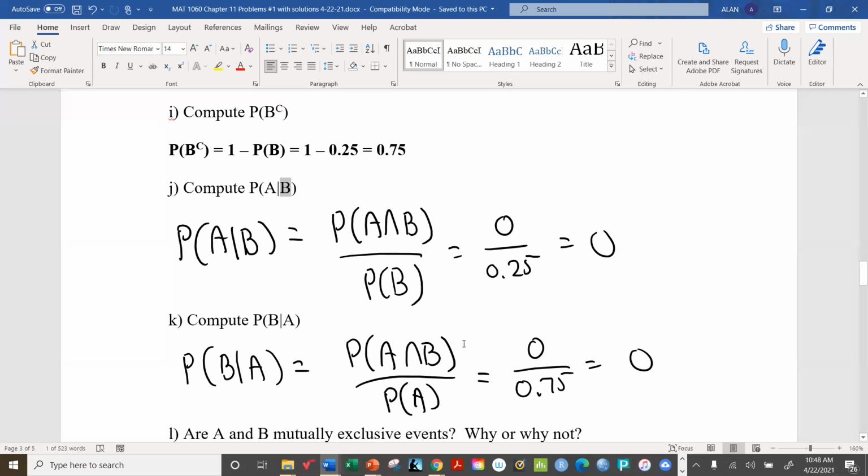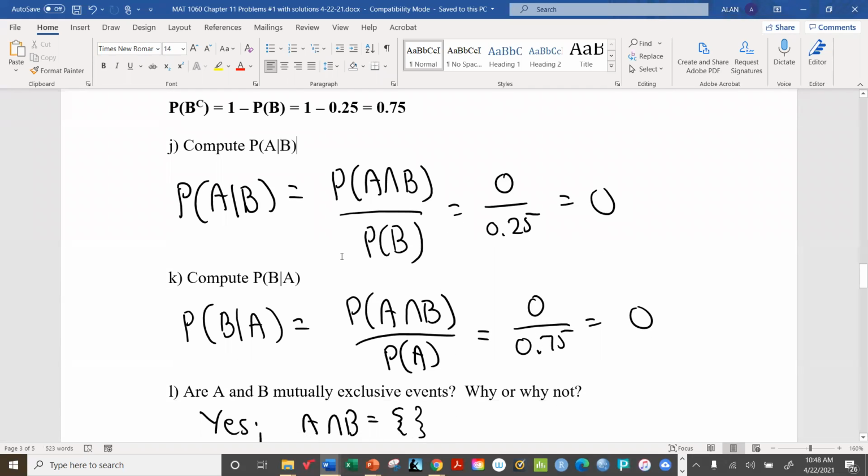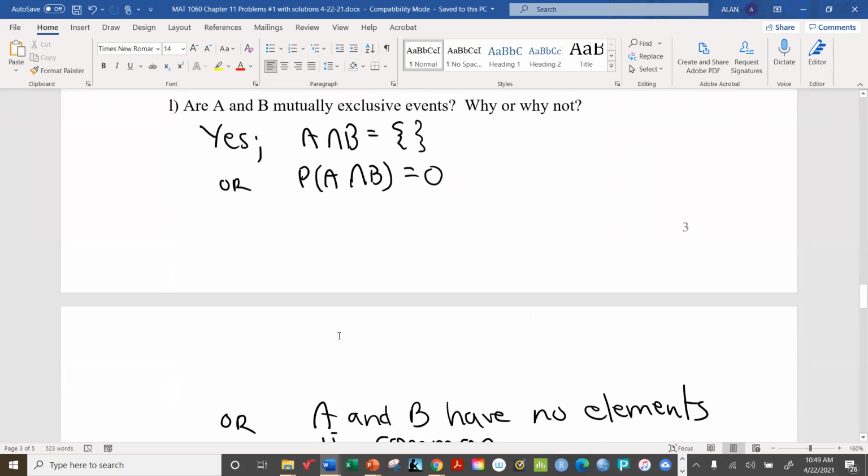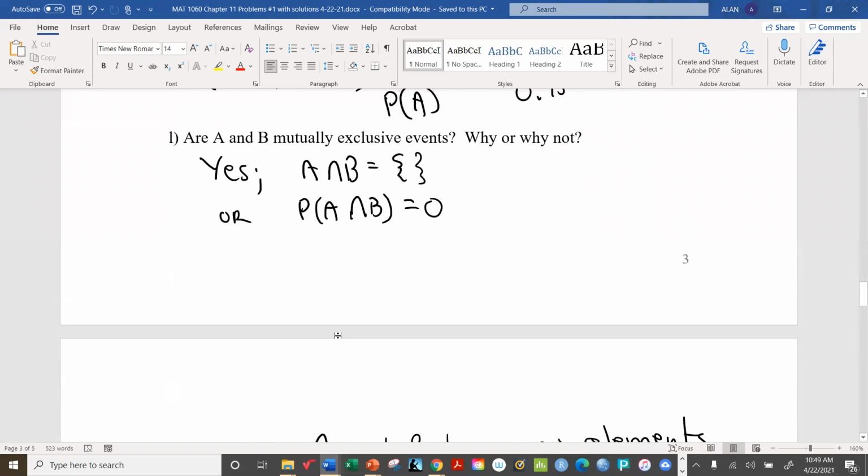All right, now here's some conceptual questions for us. So are A and B mutually exclusive events? Now here, there's a few different ways of explaining why the answer is yes. Only 2? No, there's 3. Okay, good. Number 1, you could simply point out that the intersection of A and B is the empty set. That's enough to prove that they're mutually exclusive.